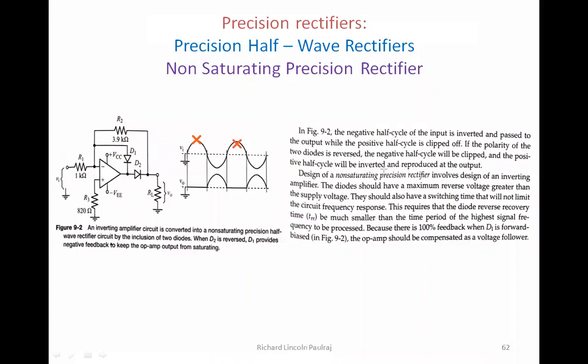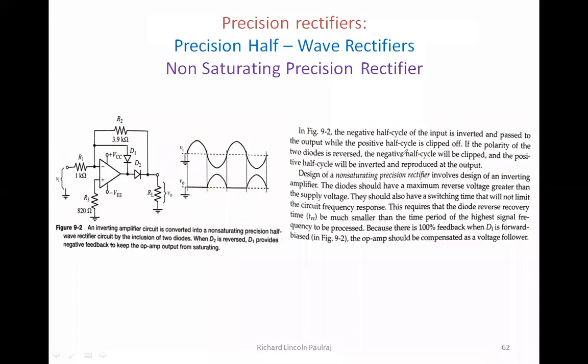And the positive half cycle will be inverted and reproduced at the output. So here this positive cycle will be inverted, and I'm going to get something probably like this. Okay. I'm going to get like this, and we wouldn't probably have these. Okay, if in case the diodes are reversed, so inverse things are going to happen.